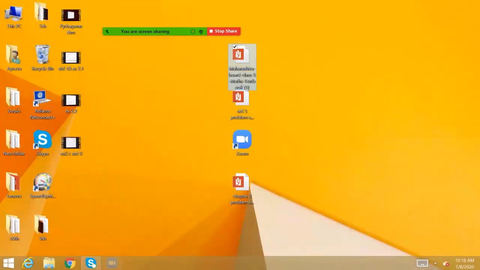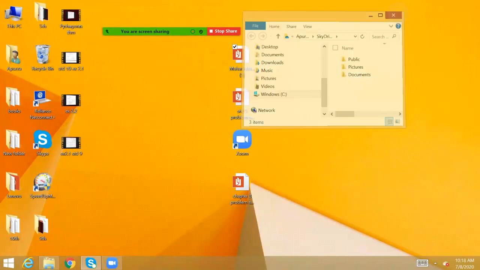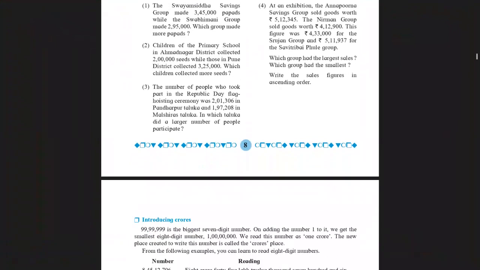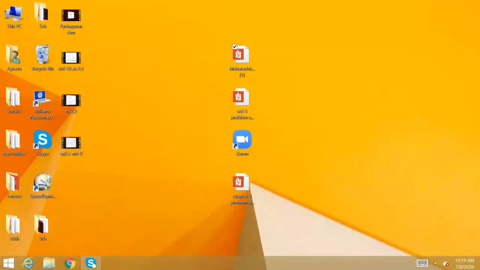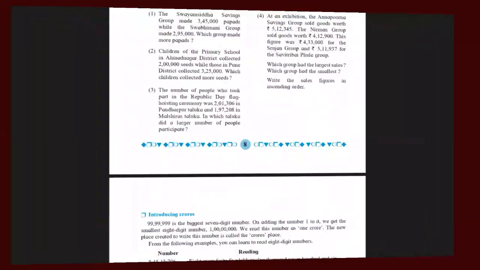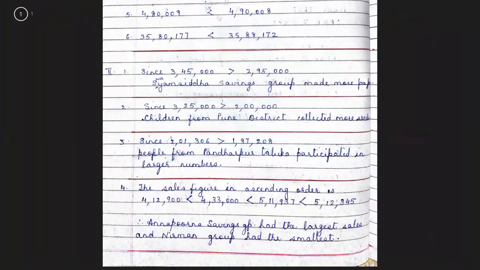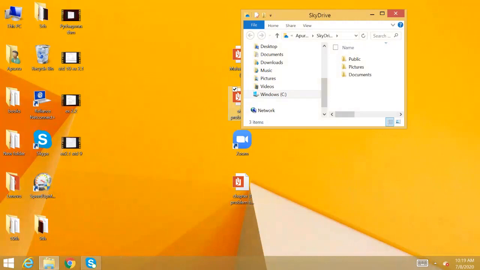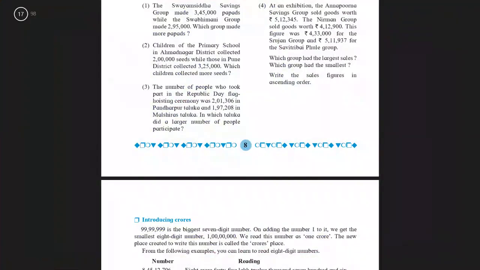Okay, now let's go to question number 2. Children of the primary school in Ahmednagar district collected 2 lakh seats, while those in Pune district collected 3,25,000. Which children collected more seats? Since 3,25,000 is greater than 2 lakh, children from Pune district collected more seats. Okay, children, I hope you are able to understand it. We go to question number 3.